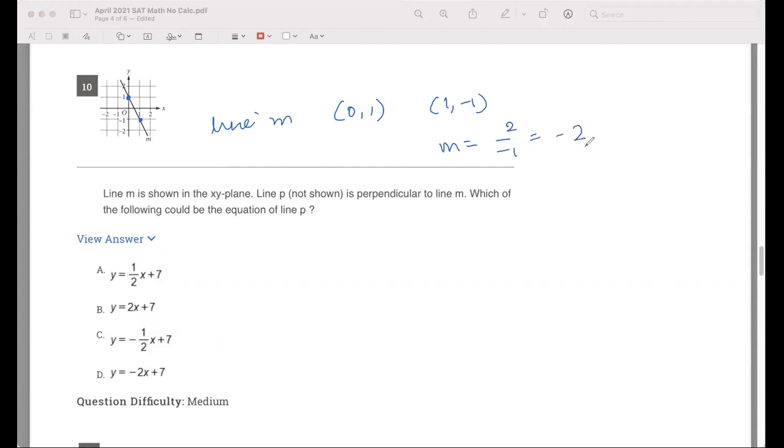So if the slope of line M is negative 2, then the slope of line P would be plus 1 by 2, right? Because for perpendicular lines, their slopes are negative reciprocals of one another. Now we have these four equations in the form of mx plus c, and the equation with the slope of half is option A. So A could be the equation of line P. Okay, so I'm going to choose A.